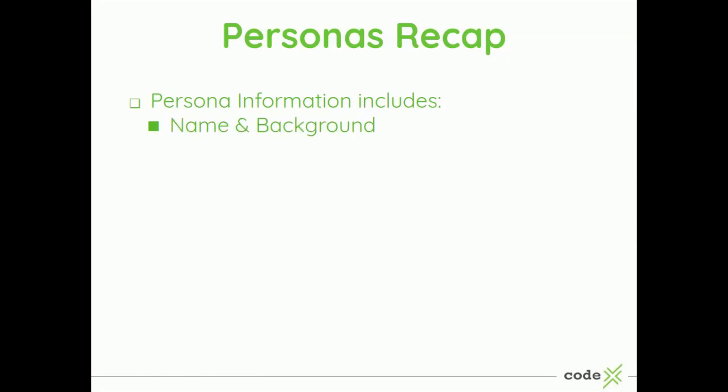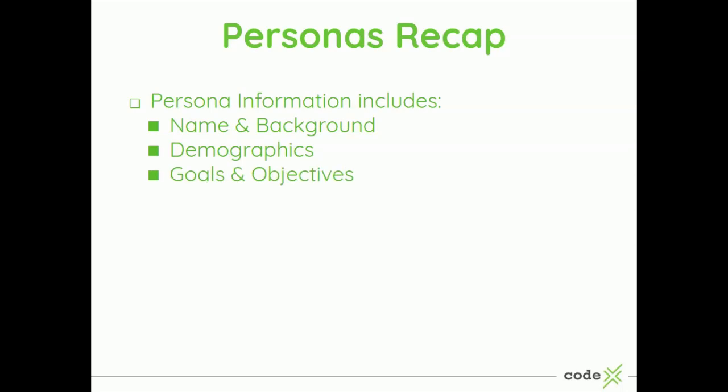Let us continue with our personas recap, looking into what is the typical persona information we want to see. So firstly, name and background. So here you can give your persona a fictional name and some background details to make the persona seem like a real person. Next are demographics, so things like age, gender, location, occupation, so any information that's relevant to us regarding the persona.